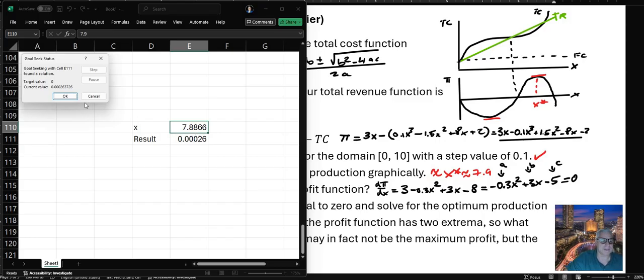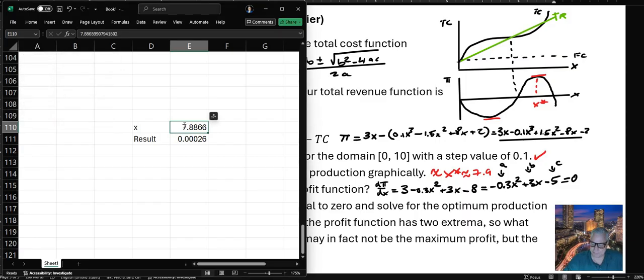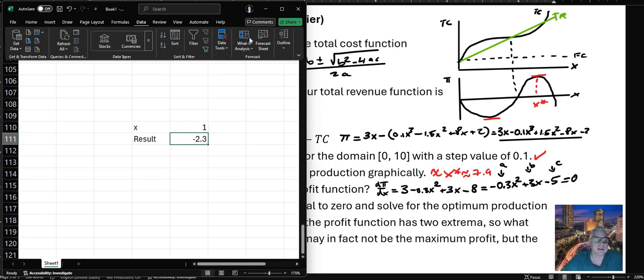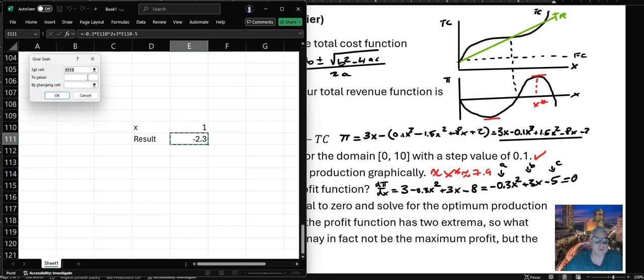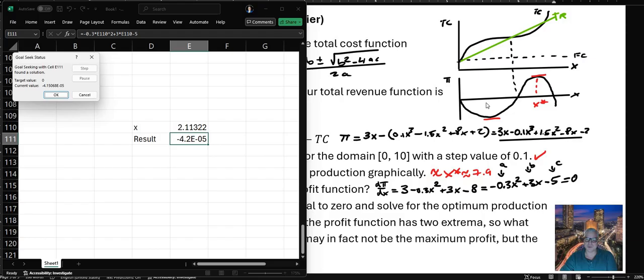that we got. But now see what happens. Let's say the initial value would have been 1, right? And now I go again to GoalSeek. So data, what-if, GoalSeek, and I want to set the cell E111 to the value of 0 by changing this one. You see, now it finds the first value, 2.11. That would be, however, the minimum.